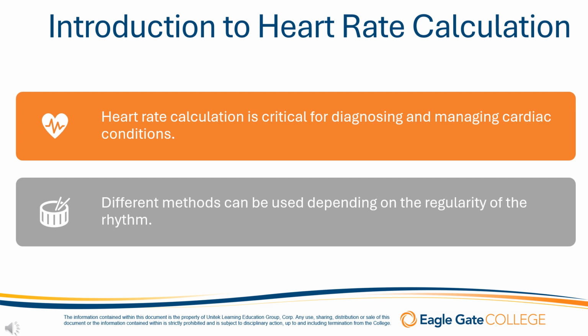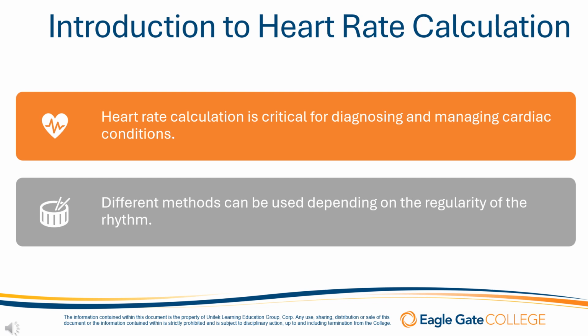There are several methods to calculate heart rate from an ECG strip, and the method chosen often depends on the regularity of the heart rhythm. For instance, irregular rhythms such as atrial fibrillation may be best assessed using a method that can account for variability over a longer period, like the 6-second method. On the other hand, regular rhythms like sinus rhythm are well suited to more precise methods such as the 1500 method or the 300 method. Understanding the context in which to use each method is vital.